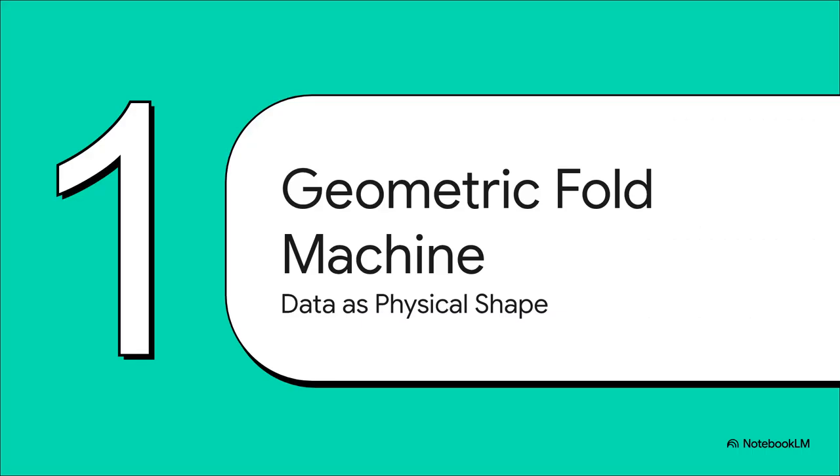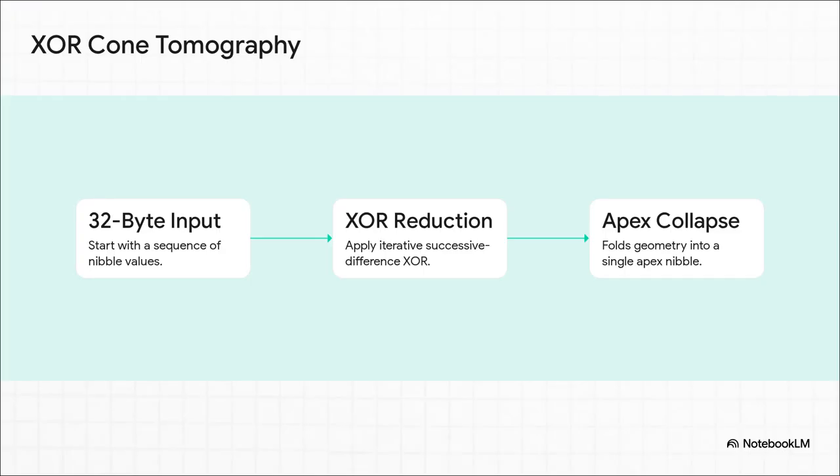Section 1. The geometric fold machine. Data as physical shape. Let's get into it. Okay, so how do we actually apply this shape-fitting logic to raw data? Well, here's the mechanism in action. XOR nibble cone tomography. Instead of treating functions as abstract math, we're going to treat them as physical machines.